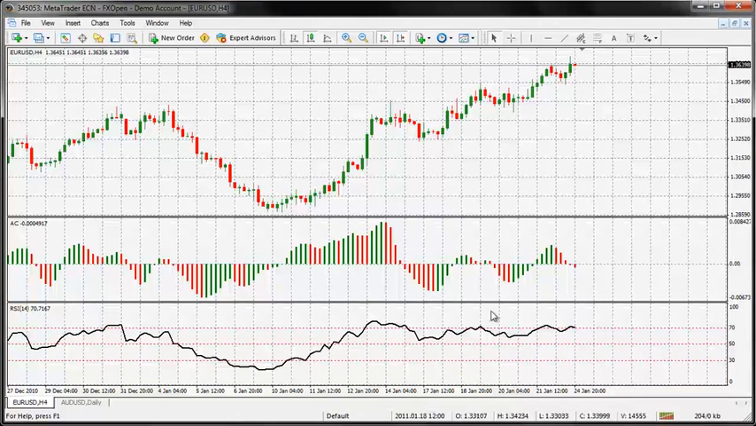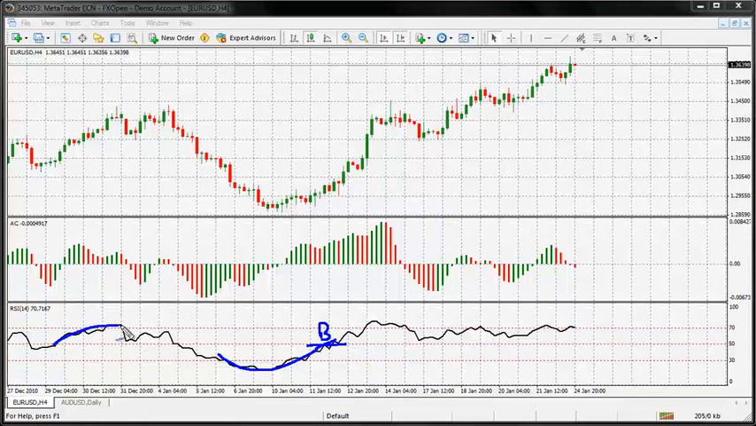Now, the 50 level I use as a buy and sell trigger. So if the RSI is coming from below the 50 line and then starts to break up higher, that would be a trigger to go long. Conversely, you can see as it's gone up and now it's started to come back down and broken this line, then I can get ready and prepare for a short.